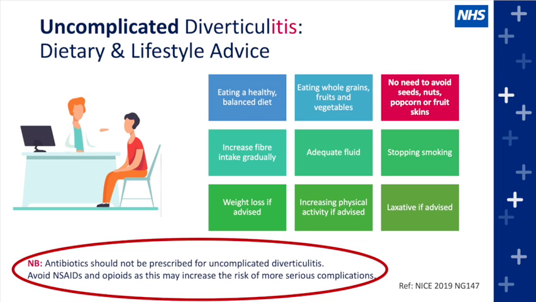So that will be drugs like ibuprofen or Voltarol or naproxen, or opiates such as morphine or codeine, because these can increase the risk of more serious complications like perforation or the gut failing to move things through, so becoming more constipated, and again increasing the risks of complications as a result. And this is for uncomplicated diverticulitis, isn't it? It is, to avoid it becoming complicated diverticulitis.